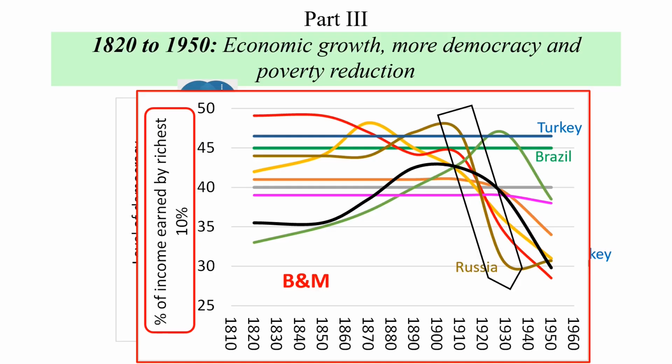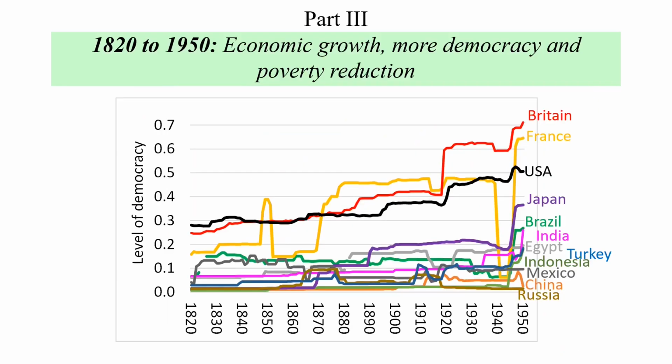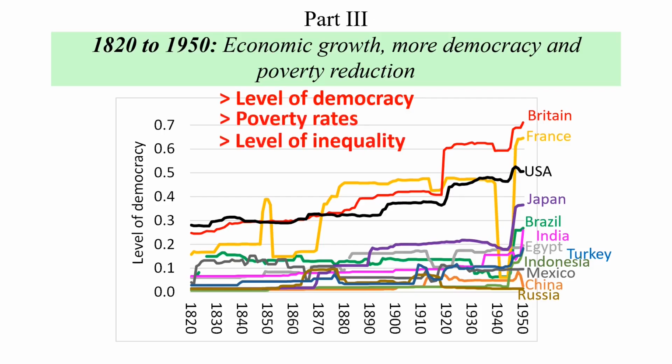Look at Russia, though. The Russian Revolution changed Russia from a very unequal country to an exceptionally equal one. But as we saw in the previous graph, 49% of the Russian population was still considered poor in 1950. So low inequality, but with considerable poverty. To recap, we've looked at a few indicators from this period: level of democracy, poverty rates, and level of inequality. To finish off, let's bring in one last indicator: carbon dioxide emissions per capita.